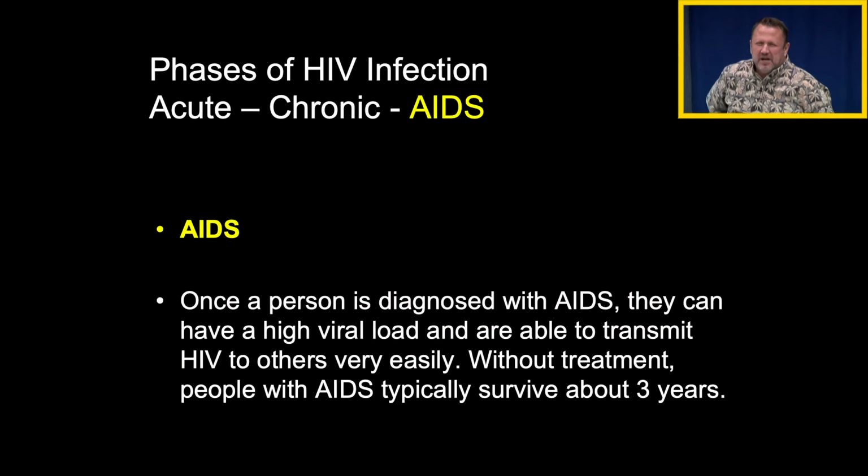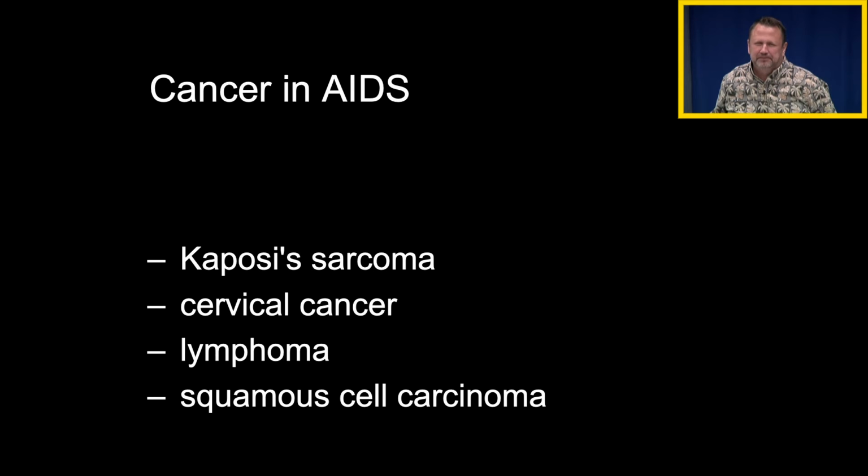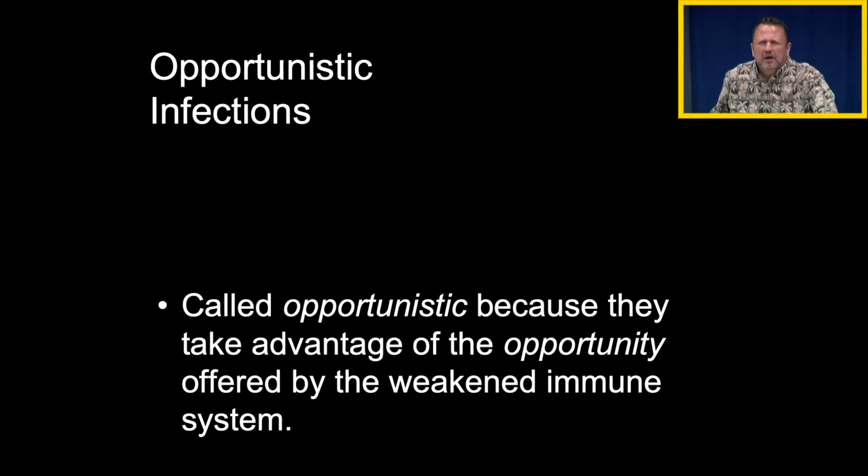All right, once a person is diagnosed with AIDS, they have a very high viral load. We'll measure that by looking for the messenger RNAs for HIV. We're going to talk about that at the end. And they can transmit HIV very easily to others. And without treatment, people with AIDS typically survive about 3 years. This is all according to the National Institute of Health and their AIDS info website. That's what I wanted to talk about first.